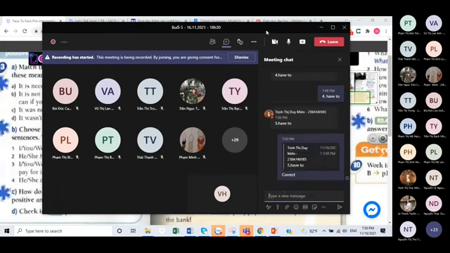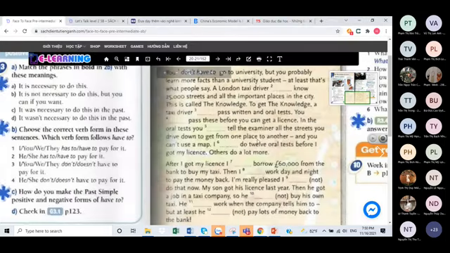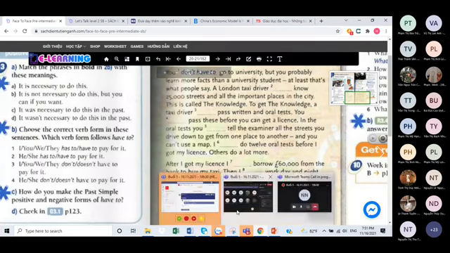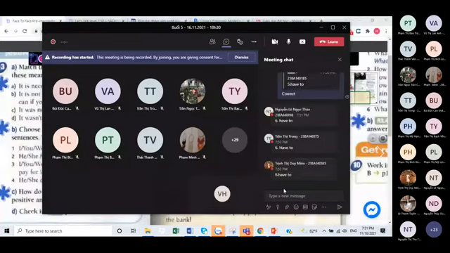Have to. And number 6. In the oral test, you have to tell the examiner the streets you drive down to get from one place to another, and you can't use a map. Right. I did 12 oral tests before I got my license. Others do a lot more. So number 6.